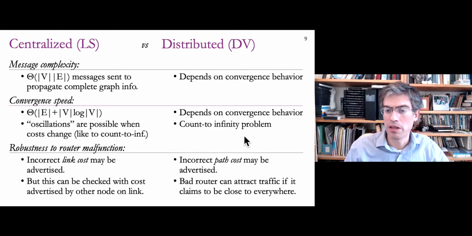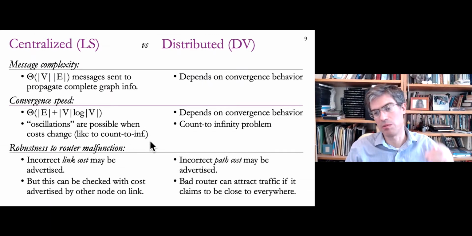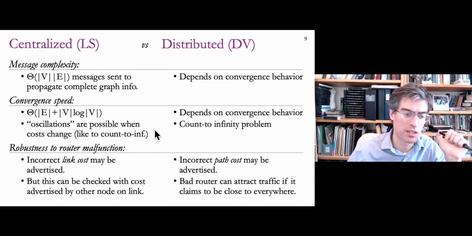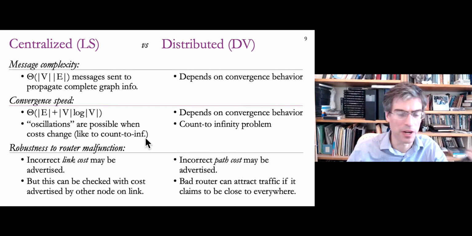We had a count to infinity problem with the distributed distance vector algorithm. There's something similar that can happen with the link state algorithm if you are propagating those updates to everyone, which is called an oscillation. But we're not going to really look at that, although you might see that when you implement Project 3.